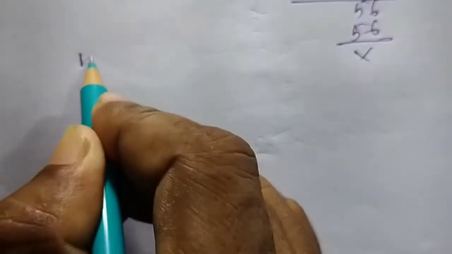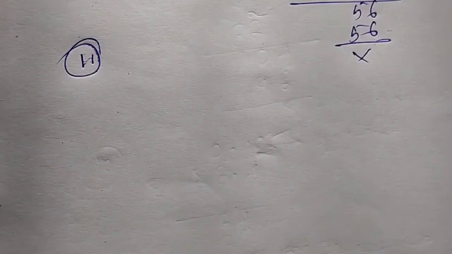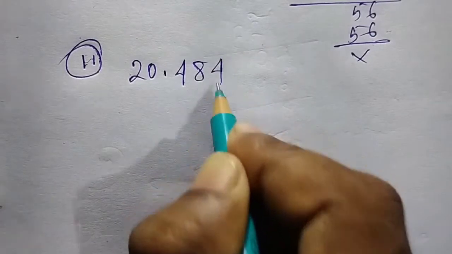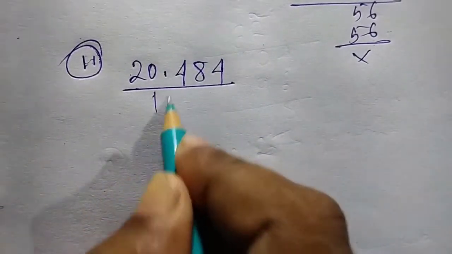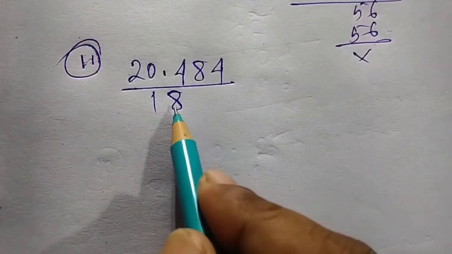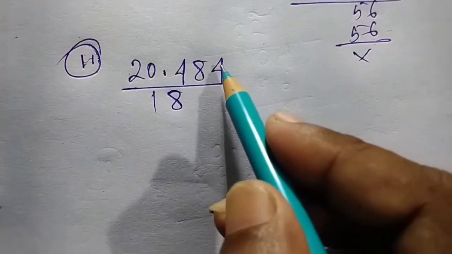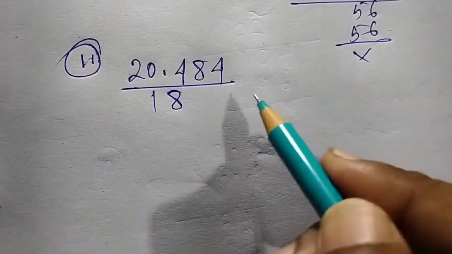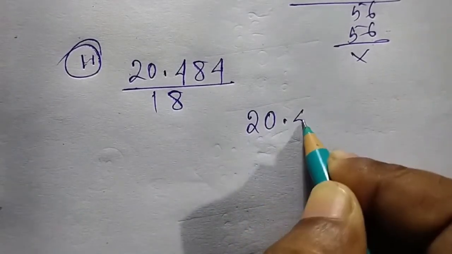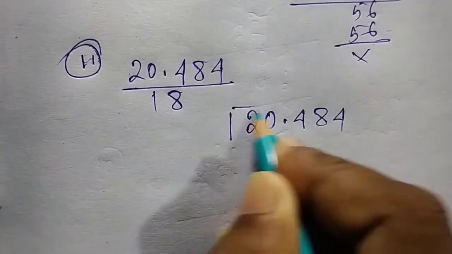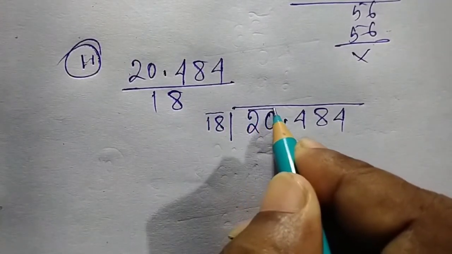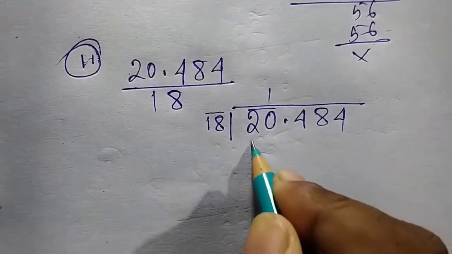Question number 11. The given question is 20.484 divided by 18. Here there is no point in the denominator place, so we don't have to multiply by any 10 or 100. Just divide directly. 20.484 divided by 18. Here is a 2-digit number, so at first take 2 digits here. So 18 ones are 18.